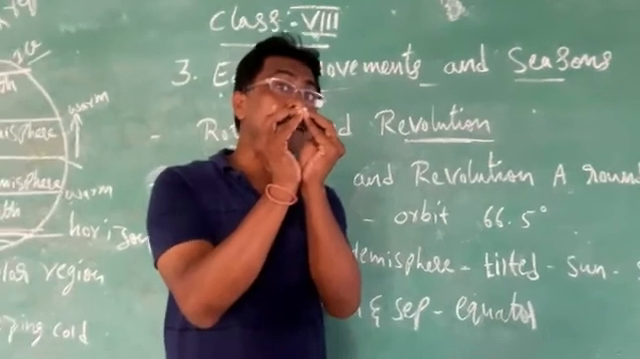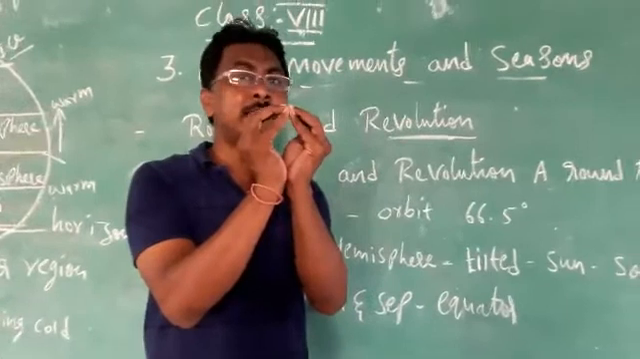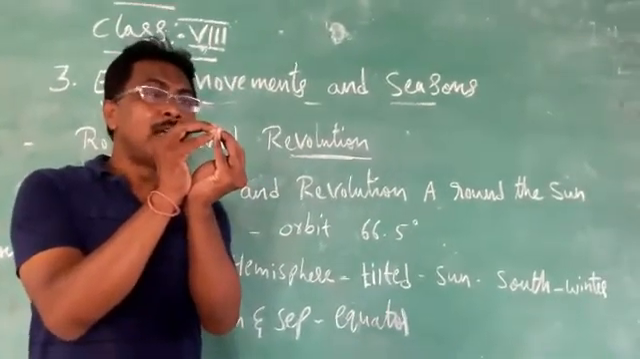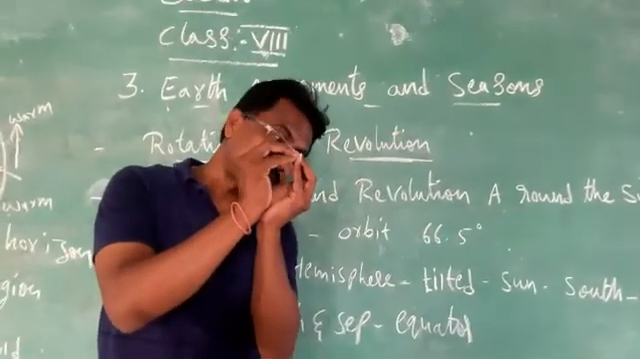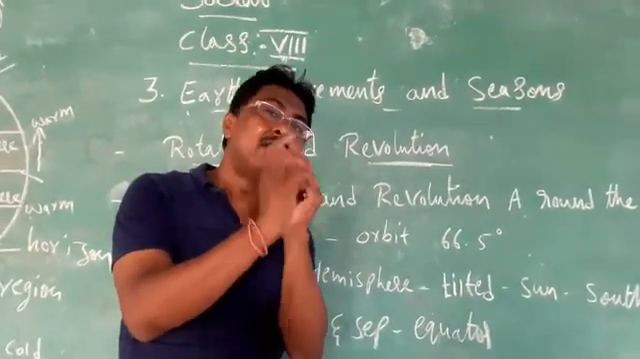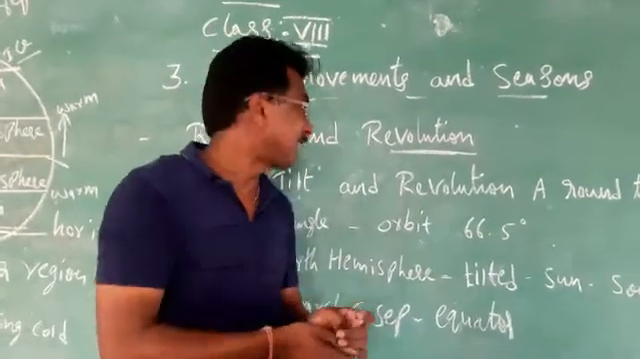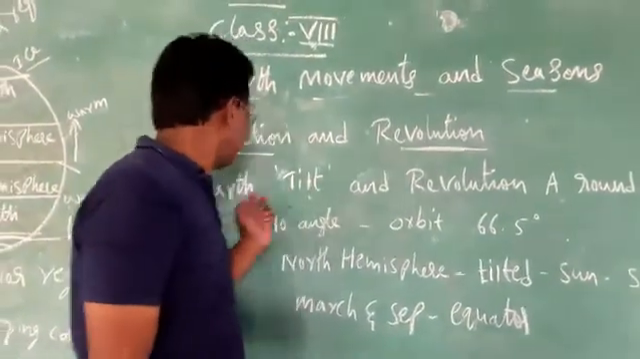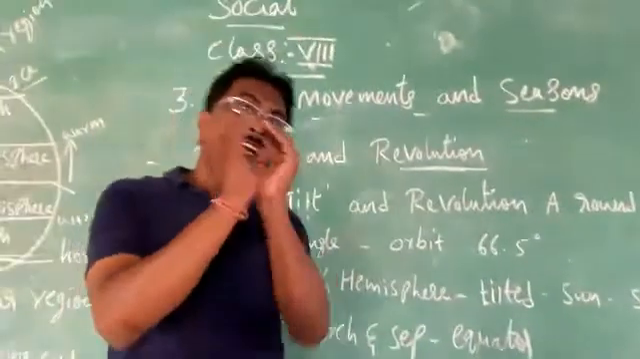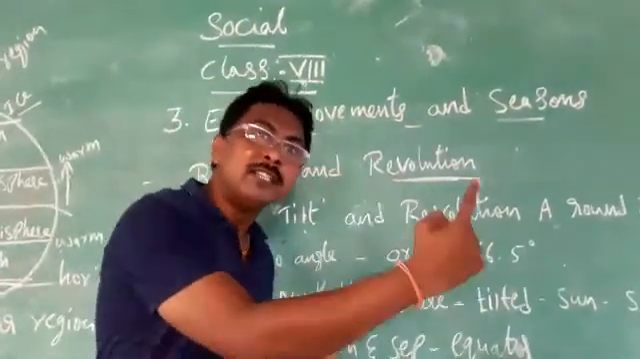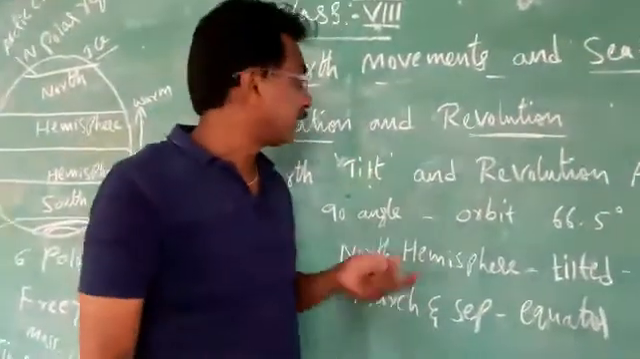Tilted means bending. Once again I am telling you, what is tilted? Tilted means bending. Somewhat it will be like this, and the curvature moves. Because of this, the earth revolves and rotation starts. The earth tilt and the revolution around the sun means the earth will be like this only, and it is rotating and revolving around the sun. That is about that one.